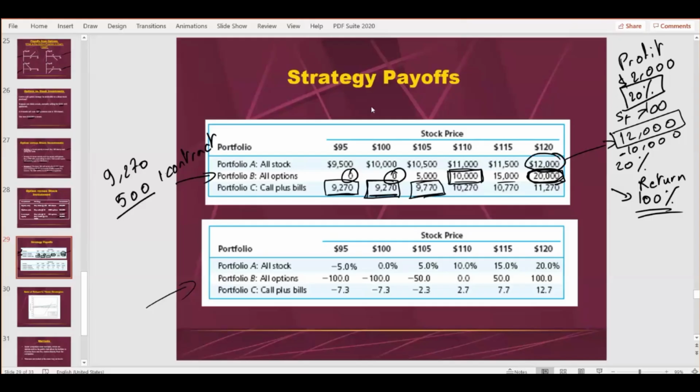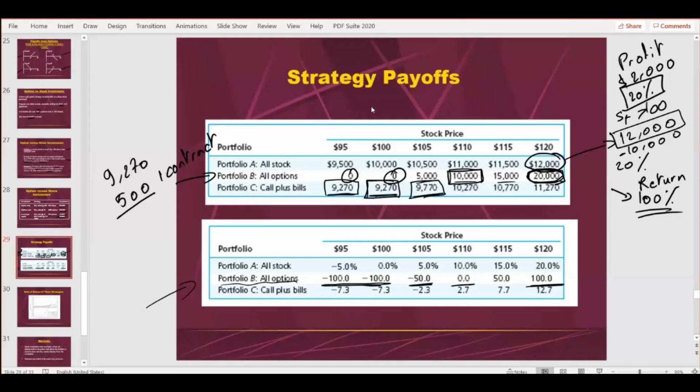So you see that for Portfolio B, I will lose all of my investment if the stock price is below 100. At 105, even if the stock price increases by 5%, I will be losing 50% of my investment because I will be able to recover only $5,000 out of the initial investment of $10,000. At 110, I will break even. At 120, I will realize a 100% return.